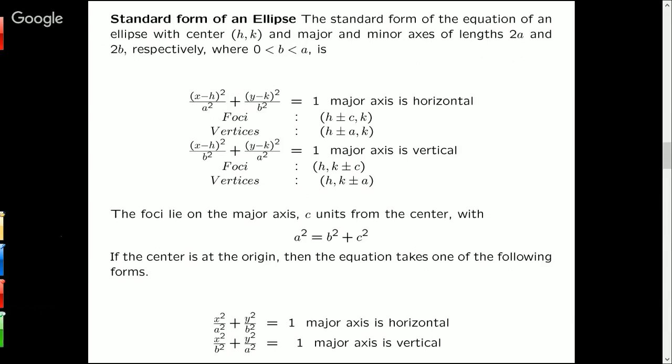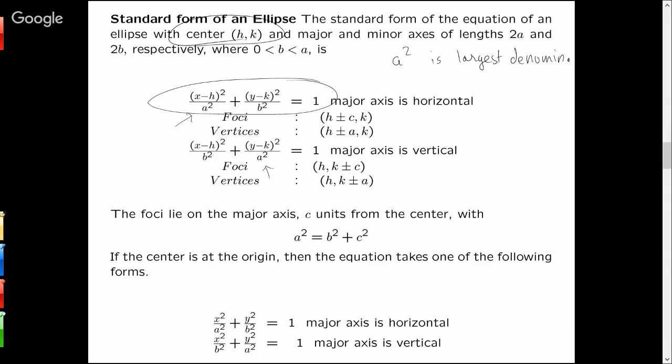Standard form of an ellipse. The ellipse looks something like this. It's going to be x minus h squared over a squared plus y minus k squared over b squared equals 1. The center is going to be h and k, and that's going to be important to us. And then a squared is always the largest value. A squared is always the largest denominator. Here, notice I put the a squared under the y. That says you're going to have a vertical major axis and the other one's a horizontal major axis.